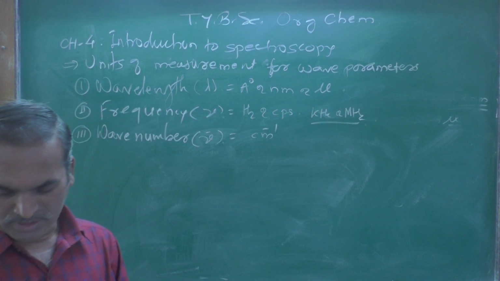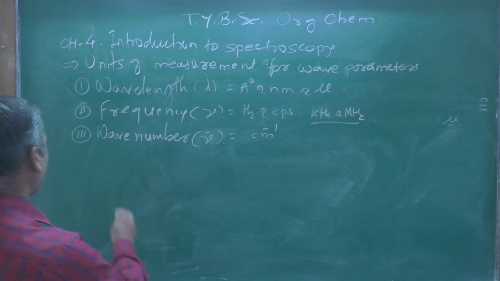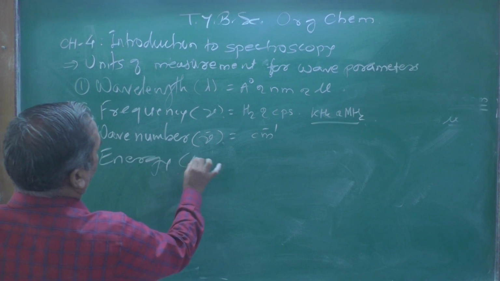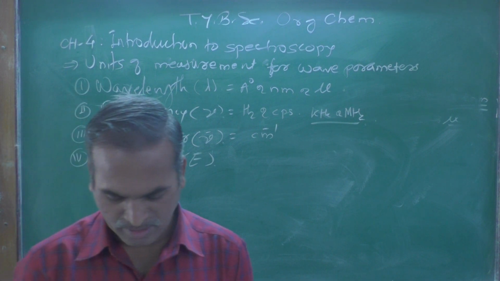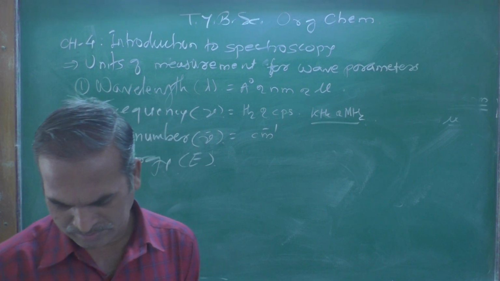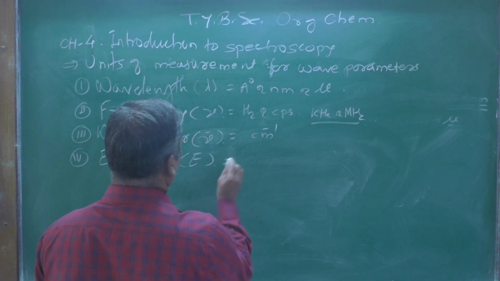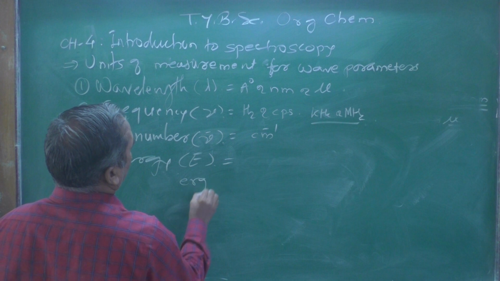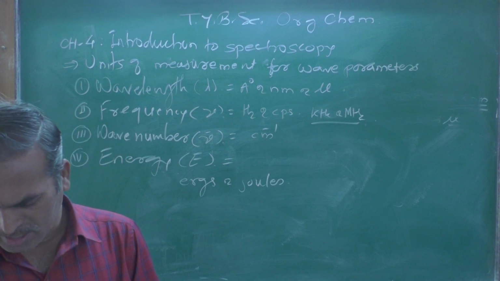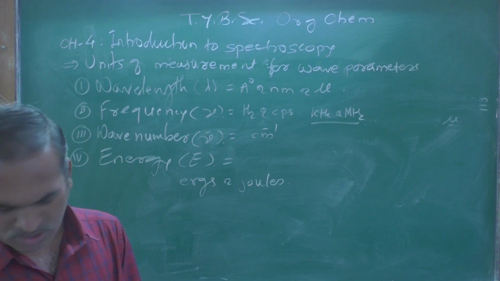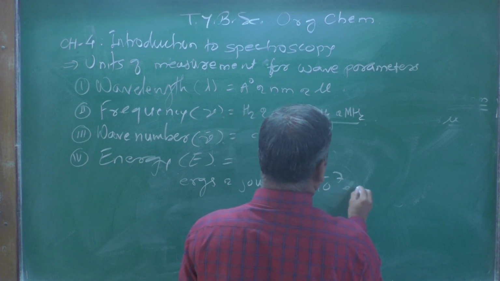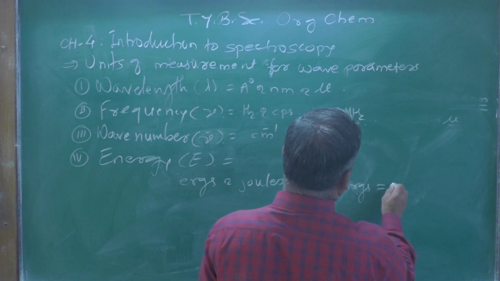Now let us move on to the next one. The fourth one will be the energy, which is represented by capital E. Energy is measured in ergs or joules. As we know the relationship between erg and joule, 10 raised to minus 7 ergs is nothing but 1 joule.